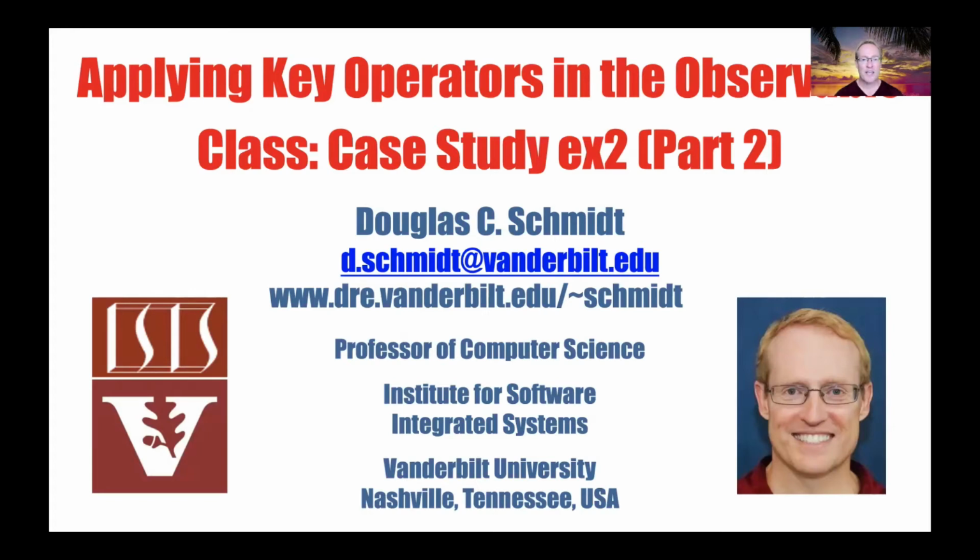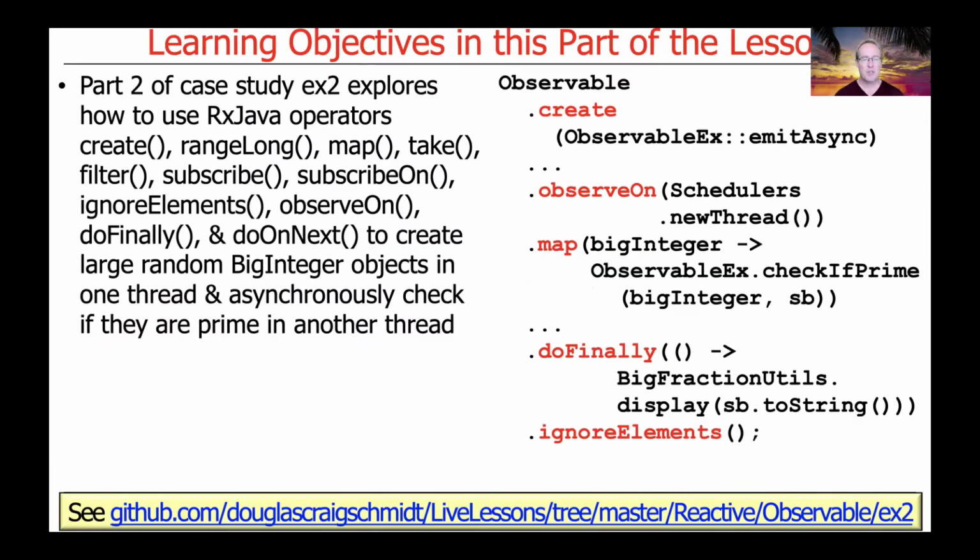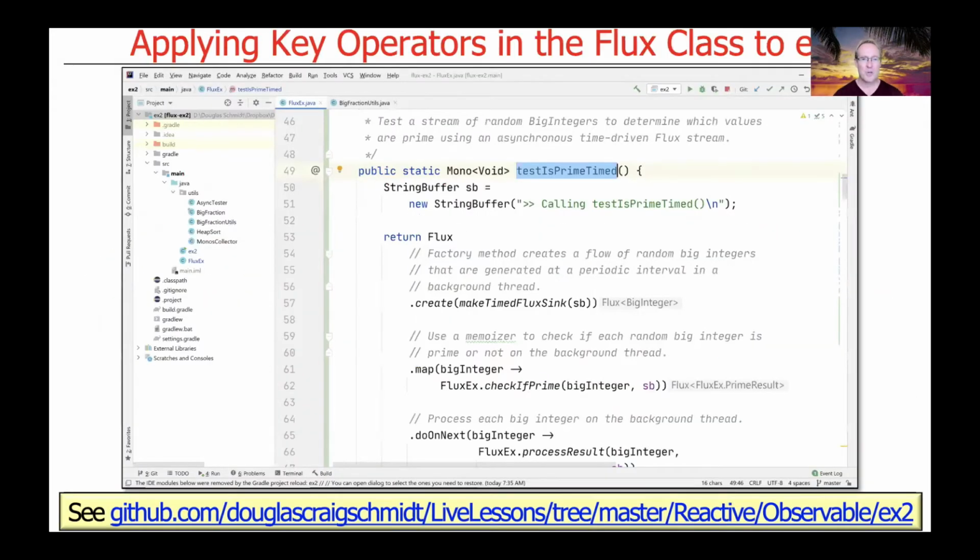Welcome to part 2 of case study ex2, where we'll continue to show how to apply key operators in RxJava's observable class. In particular, in part 2, we'll explore how various RxJava observable operators we didn't cover in part 1 can be applied to create large random big integer objects in one thread and then asynchronously check to see if those numbers are prime in another thread. As usual, you can find the source code in the link at the bottom of this slide.